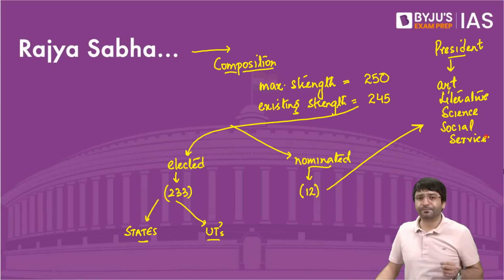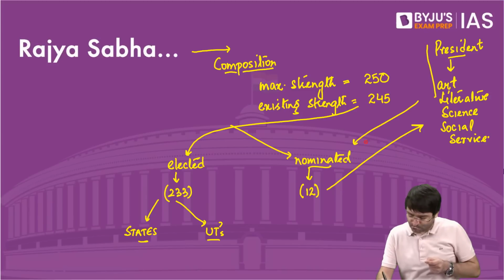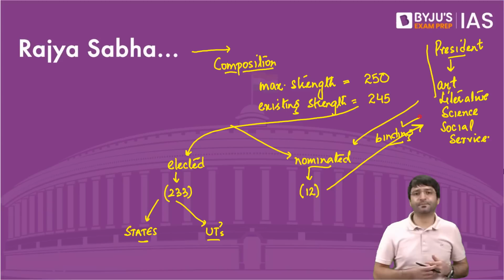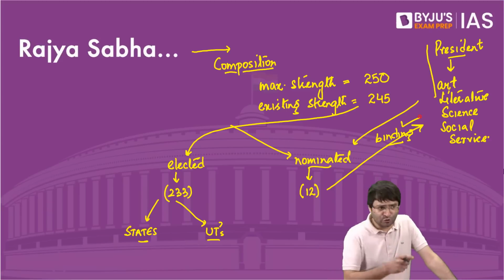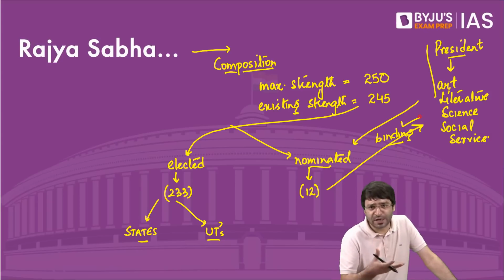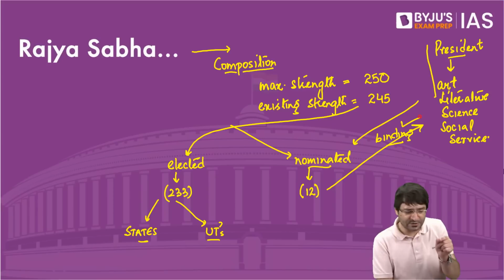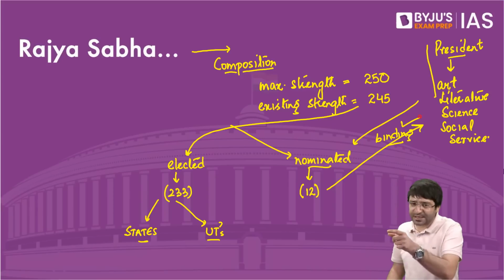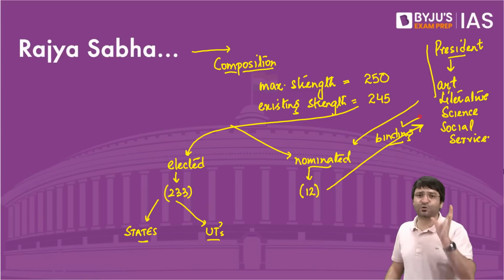Listen to me carefully. Is it binding on the president to nominate these 12 MPs to Rajya Sabha? Yes. But it is not the personal discretion of the president to nominate any of these individuals to Rajya Sabha. It's basically on the advice of the Prime Minister, because the president does not have the real power. The real power is with the Prime Minister and his Council of Ministers. So basically, it is on the advice of the Prime Minister that the president is mandated; it is binding on the president to nominate 12 MPs to Rajya Sabha.